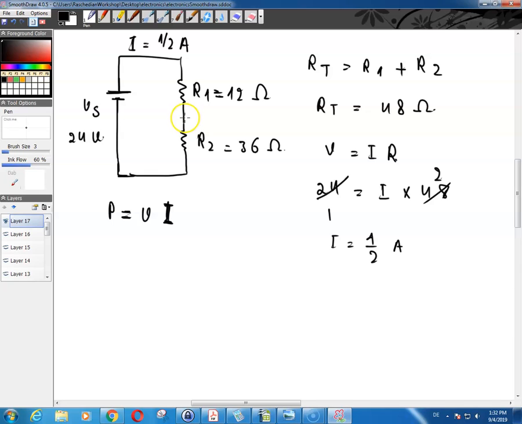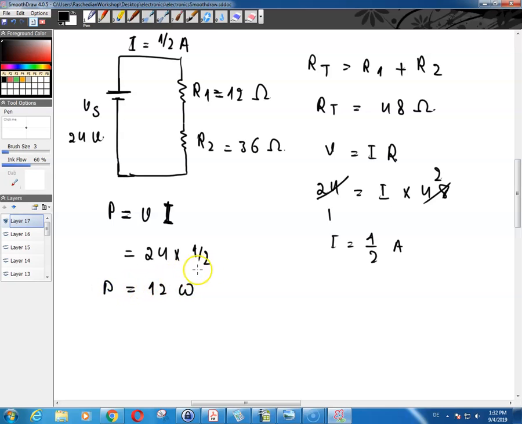Now the power delivered by your source is therefore going to be V times I. So your voltage is 24 volts times 1/2 an amp. That's equal to 12 watts.